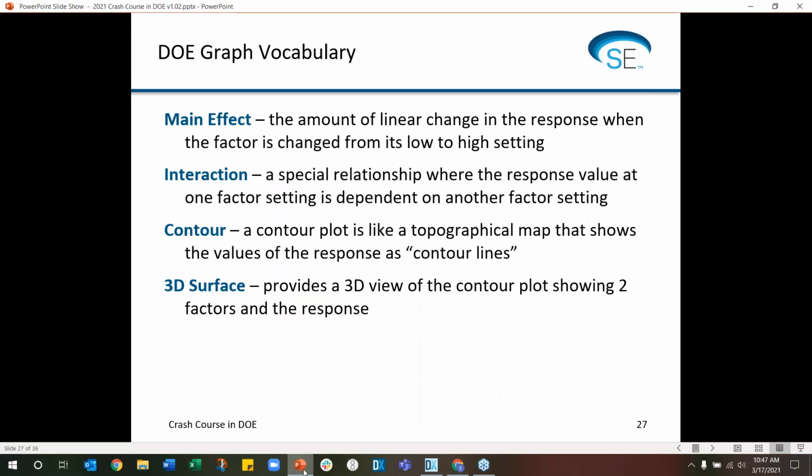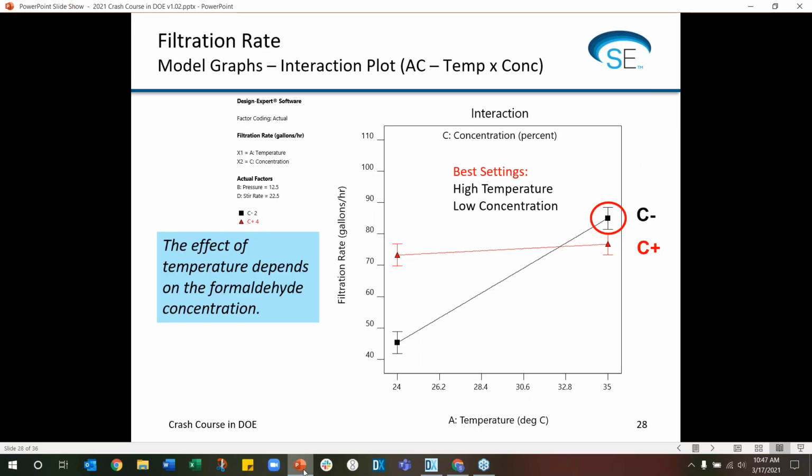Okay, so let me flip back to the PowerPoint presentation here and review a couple more points. And you will be able to download these slides after the session today.